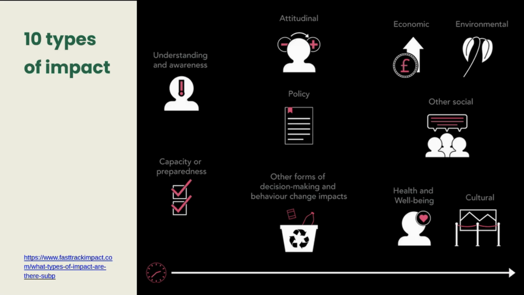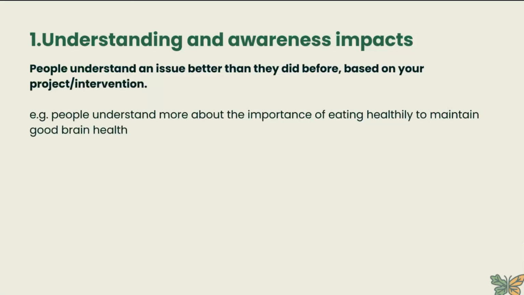On the next few slides, I'm going to go into exactly what these are and also some examples. I've pulled a couple of examples from some of the projects that were submitted to the Small Project Research Fund, to try and contextualise what some of these might mean in reality. The first one is understanding and awareness impacts. This is where people understand an issue better than they did before based on your project or intervention. For example, if you had a project about helping people understand how healthy eating can improve brain health, it is an understanding that people understand more about the importance of eating healthily to maintain good brain health. In a lot of projects there will be an element of awareness raising or helping people understand the topic that your project is looking to support people with.